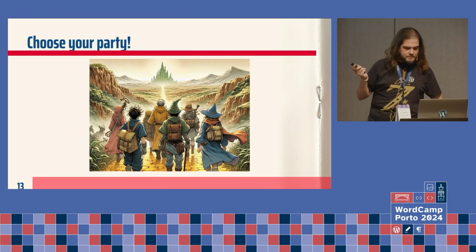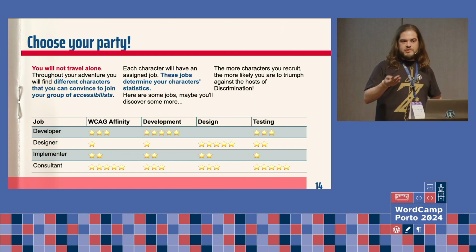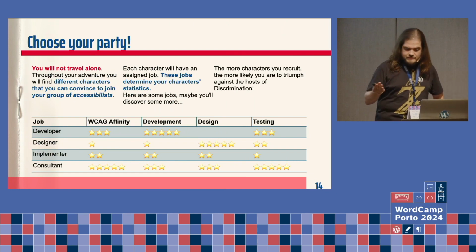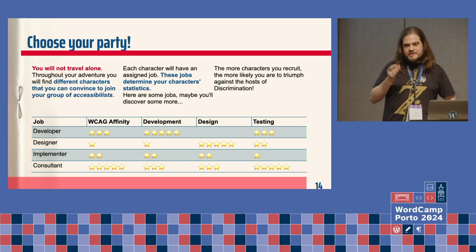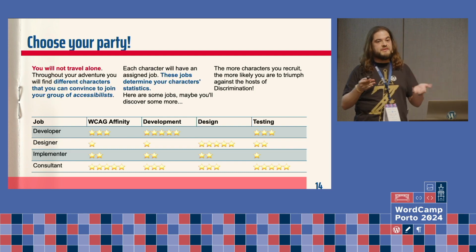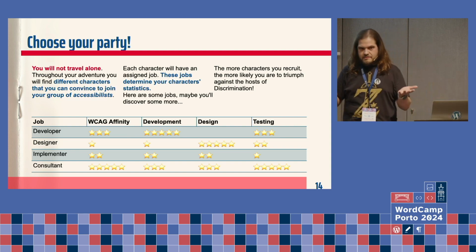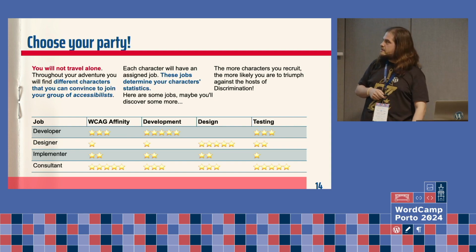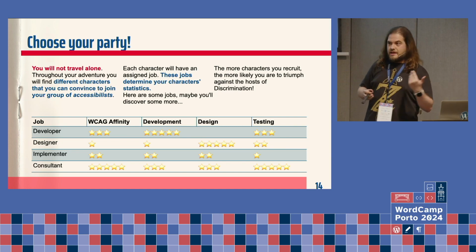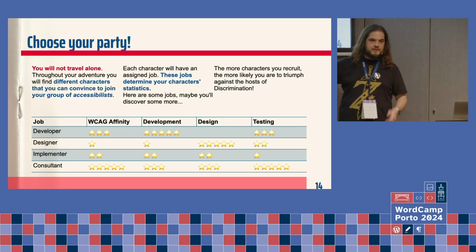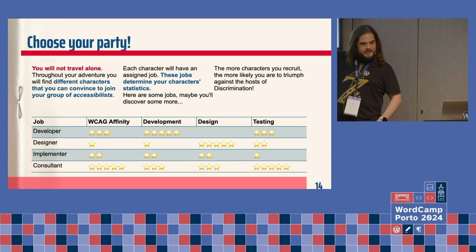Now choose your party, because you will not travel alone. Throughout the game, you will meet different characters that you can recruit to your group of accessibilists. Each of these characters has a specific job, and that job determines the statistics of that character. For example, if you recruit a developer, that character will have the highest rate in the development statistics, but not very good design statistics.